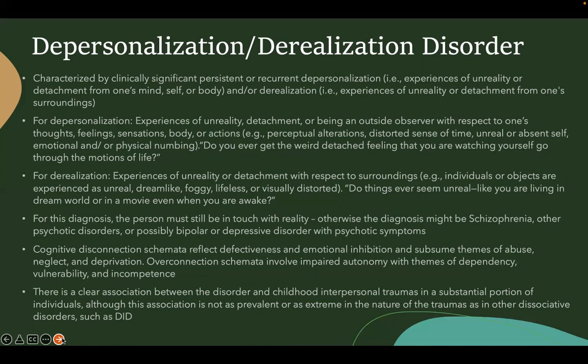And then the other schemata is an overconnection schemata. So that involves impaired autonomy and themes of dependency, vulnerability, and incompetence. So schemata are thought processes or belief systems. A schema is a way that you think and feel and believe about yourself and about other things. A schema is just a belief system. Essentially, it's synonymous with paradigm.